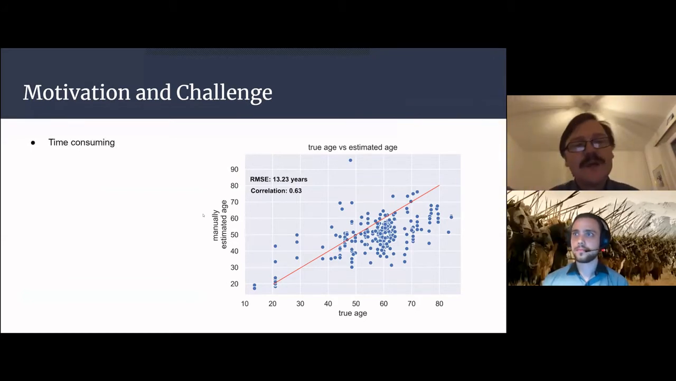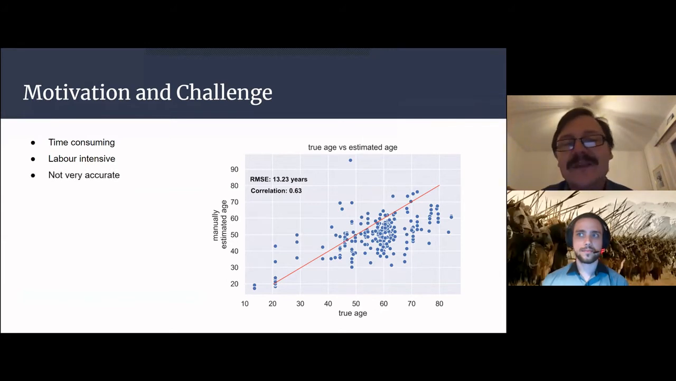So the other motivation was that if you do it by hand, it's very time consuming. It's a very labor intensive work because you usually require at least 2 coders to get reliable results, and they are nevertheless not very accurate. So our goal was basically to outperform a human coding-based measurement of age based on tooth cementums.